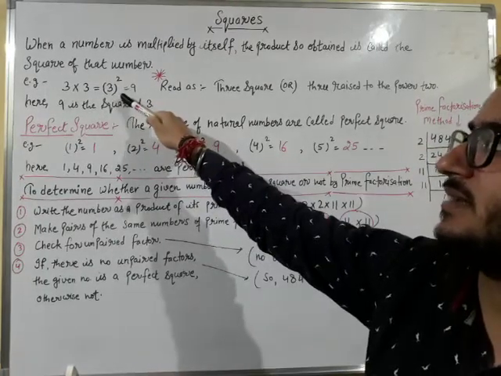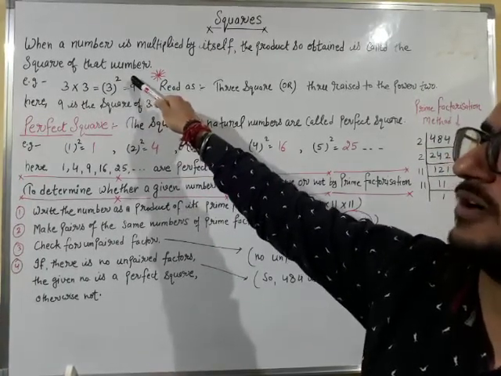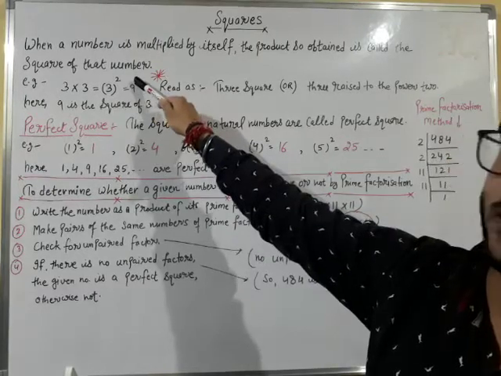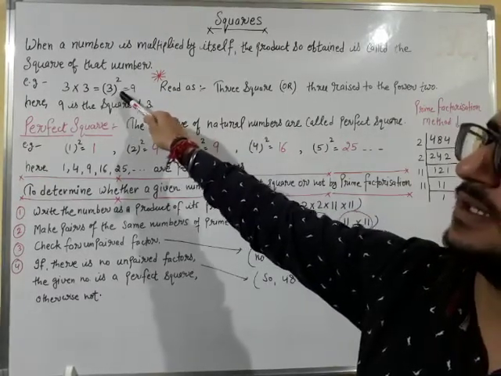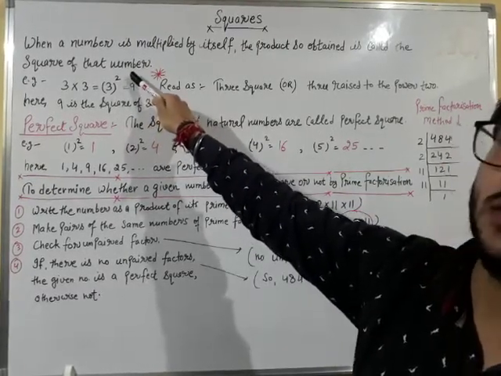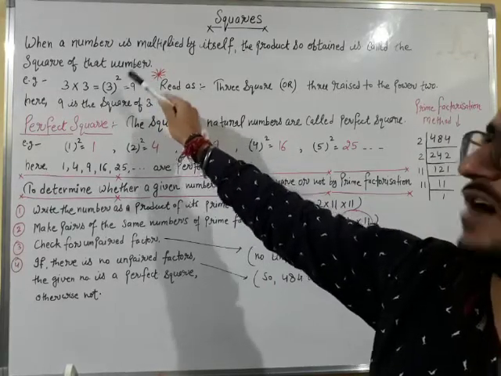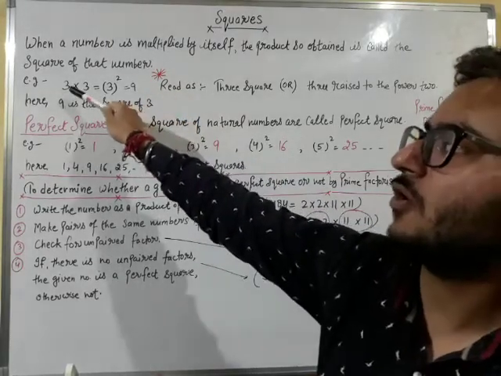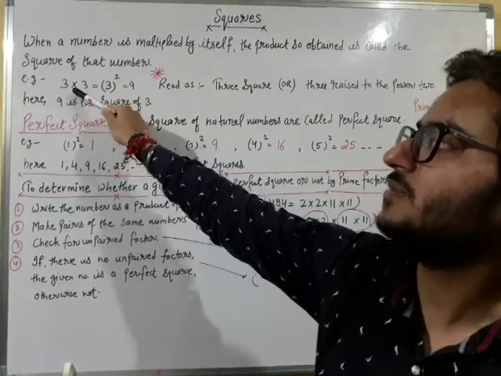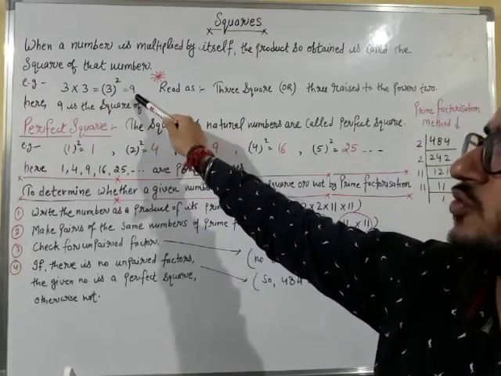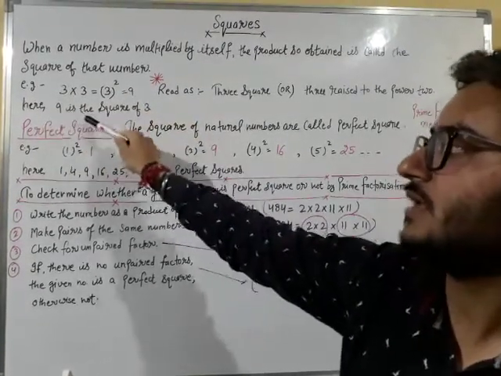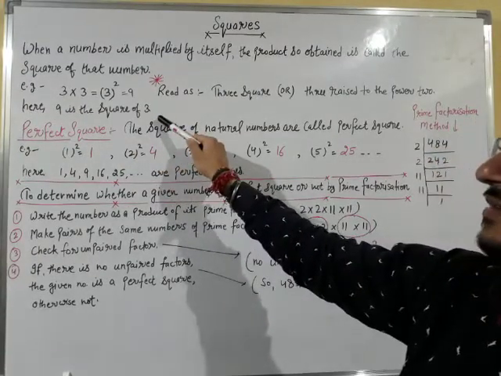It can be written as 3 raised to the power 2. It can be written as an exponent where 3 is the base and 2 is the exponent or power. And we all know that 3 multiplied by 3 is equal to 9. Here 9 is the square of 3.